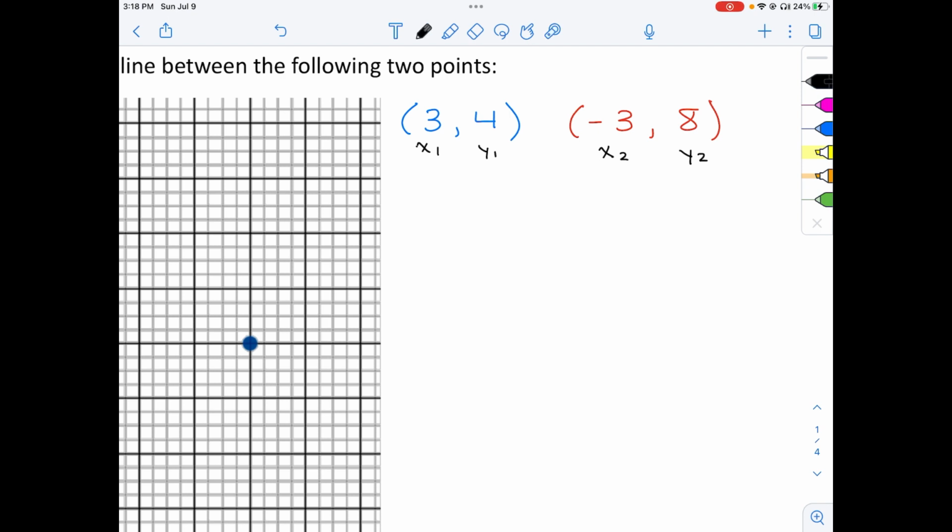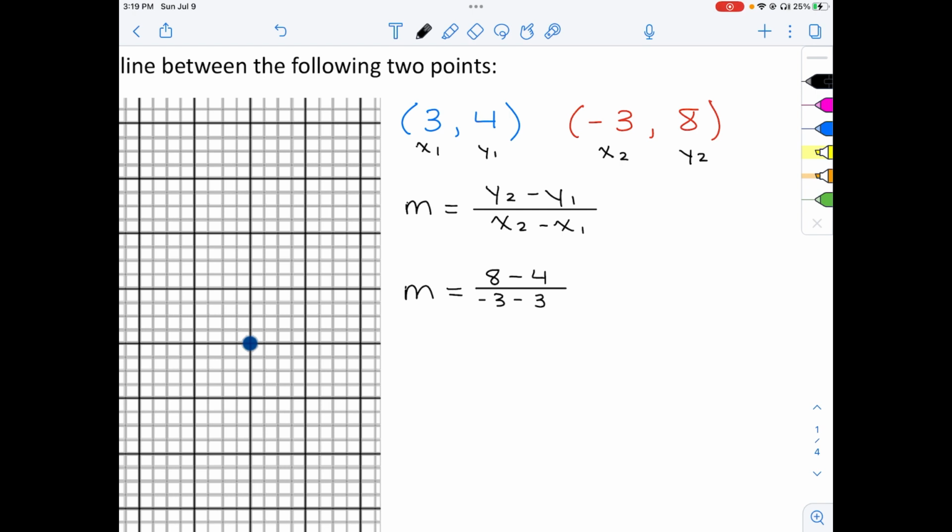So we're going to write our formula here. M equals, I'm just going to write the blank one so you can see it again, y2 minus y1 over x2 minus x1. And I'm going to fill in what I know. So I'll have m equals 8 minus 4, and that is divided by negative 3 minus 3.